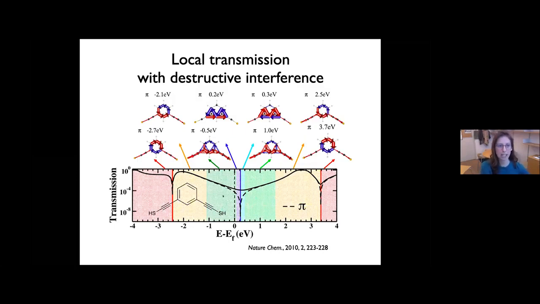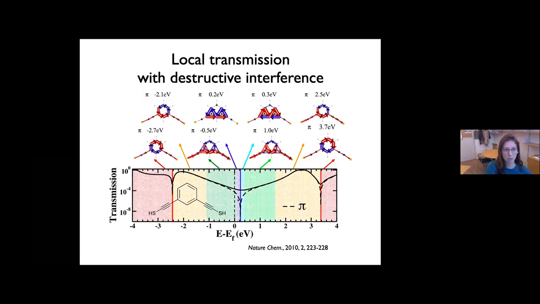So what I'm showing here is the transmission, in black. This dashed line is just for the pi component. And up here, we've got these coloured arrows pointing to a particular domain down here, and we see a characteristic picture of the local current. So this is energy dependent. This local transmission element matters where you are in energy, as we move through different resonances of the molecule.